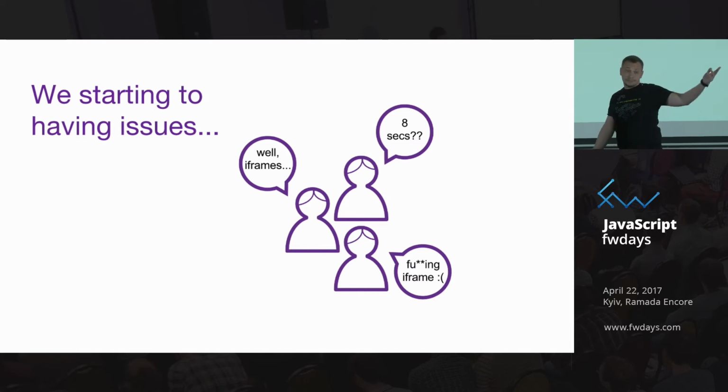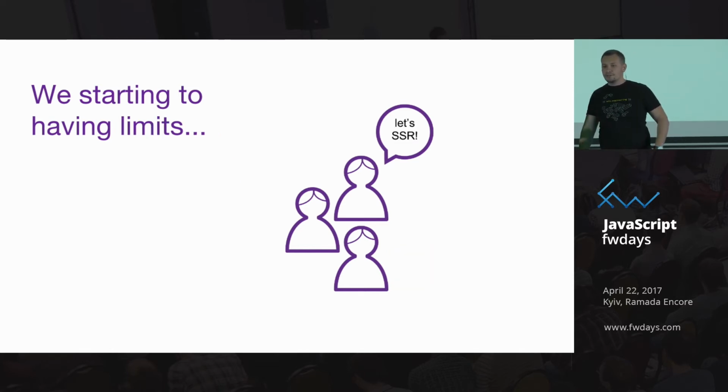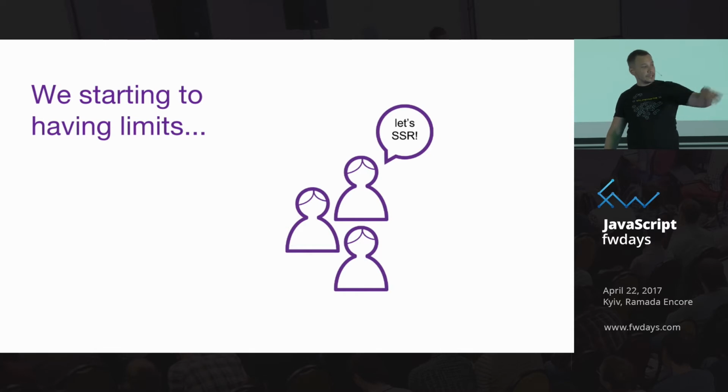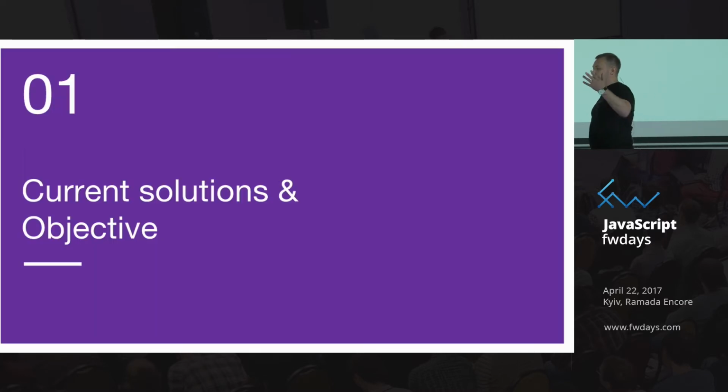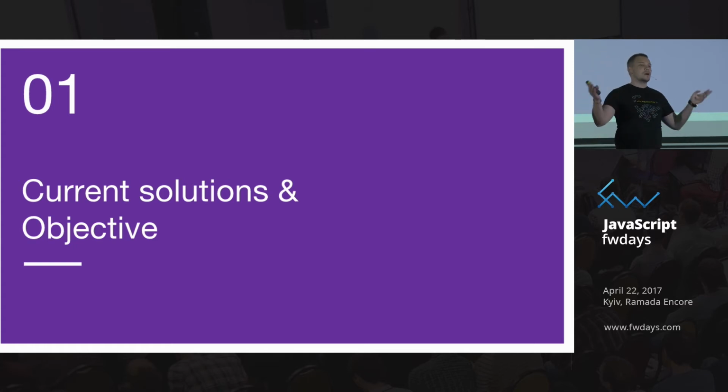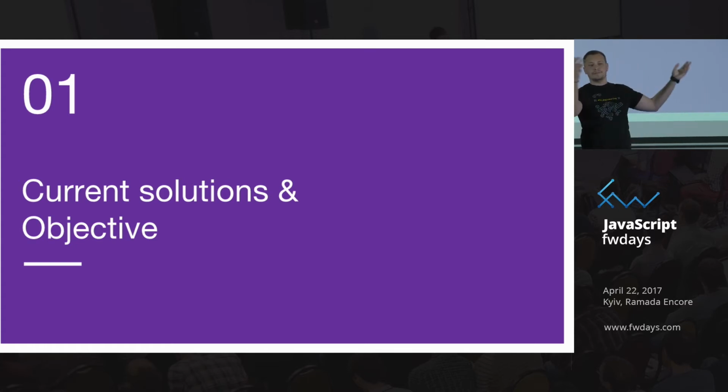Yeah, iframes. And then you want to do server-side rendering, and you actually already get the picture, okay? So it's 2017. We have so much stuff going on. We have like Polymer, progressive web apps, service workers, a lot of stuff.